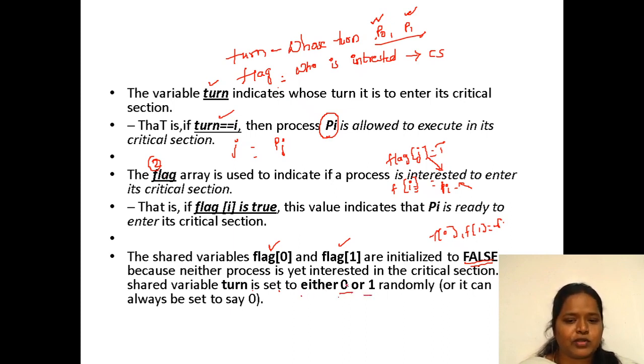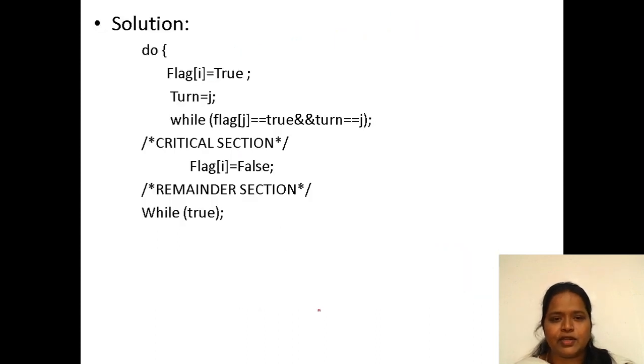If it is the turn of process P0, then it is set to 0. If it is the turn of process P1, then it is set to 1. Like this, turn and flag variables are going to be set and reset according to their convenience. Fine. Here is the solution given by Peterson, the Peterson solution.